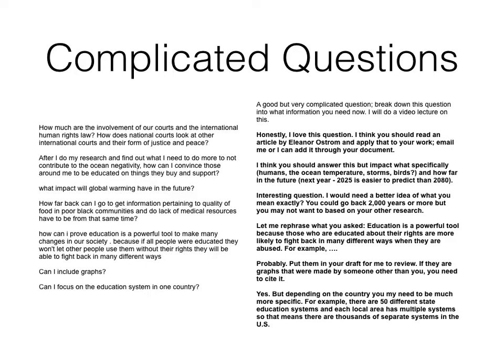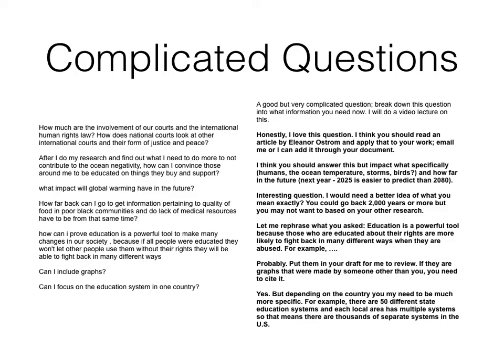I think this person did a great job in their inquiry question, right? How can I prove education is a powerful tool to make many changes in our society? Because if all people are educated, they won't let other people use them without their rights. They will be able to fight back in many different ways. I hope you're in my constitutional law class, POL 66. For those of you who are, this is Power 3. When one group is trying to use knowledge of law against another group who lacks knowledge of law, and then they are successful, that changes the whole environment. So the definitions of law and order are changed because of this balance of knowledge.